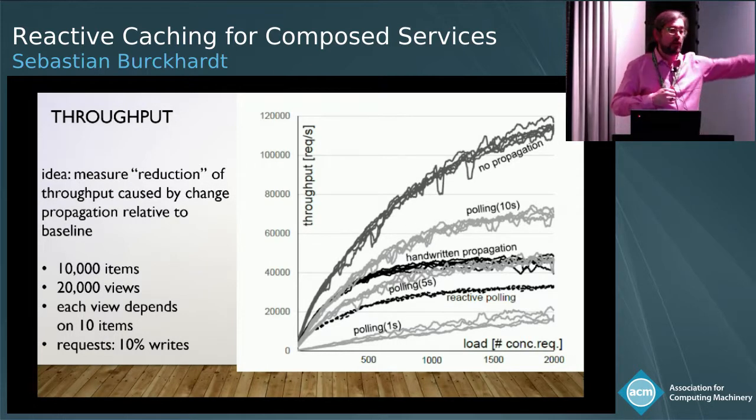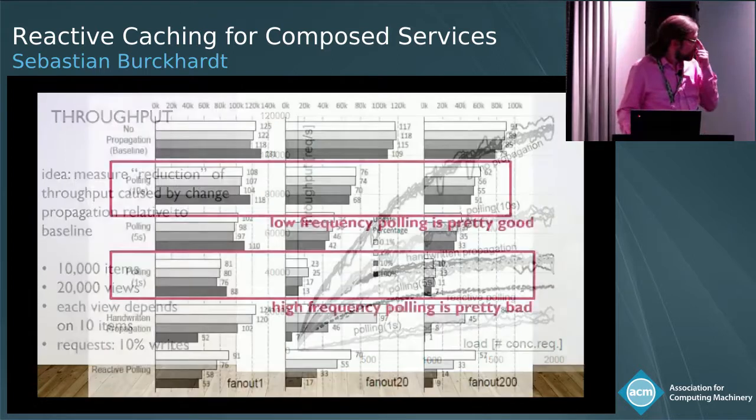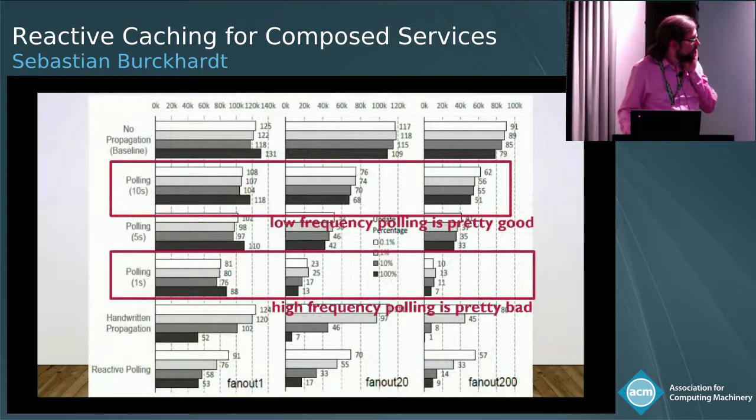But then once we turn on change propagation, this goes down. And you can see it goes down more or less for different schemes. Since I don't have much time, I'll just jump to the high-level message. So low-frequency polling is actually good. I don't want to just push my solution. If you're actually happy with bad latency, then doing low-frequency polling has very good throughput characteristics. It's very modest in its resource consumption. However, high-frequency polling is pretty bad because, again, you're overloading the service.